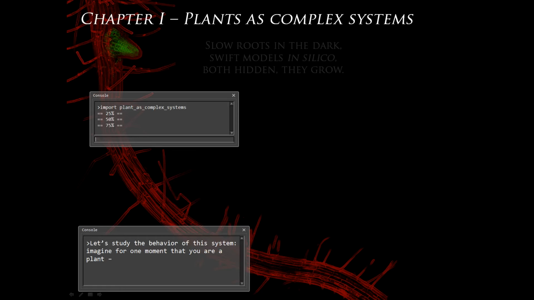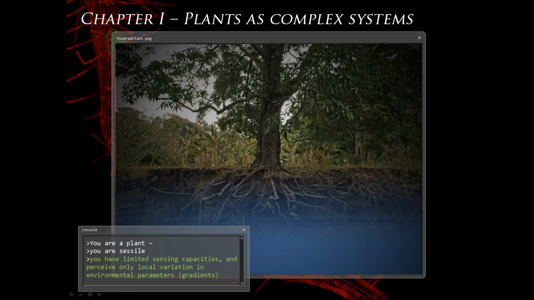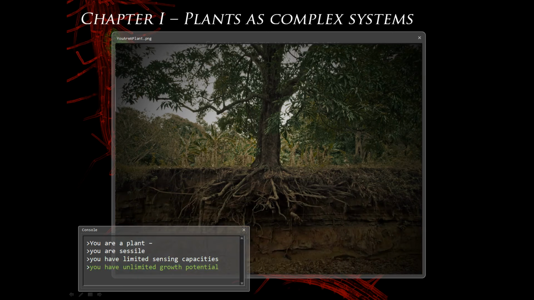Okay, let's say for a moment that we'll study the behavior of the system. Imagine for one moment that you actually are a plant. You are a sessile organism. You have limited sensing capacities and perceive only local variation in environmental parameters, such as gradients of water, for example, in the soil. And you have, however, unlimited growth potential, provided that you can get the material for it. So, how do you grow? How do you make the most of your potential?